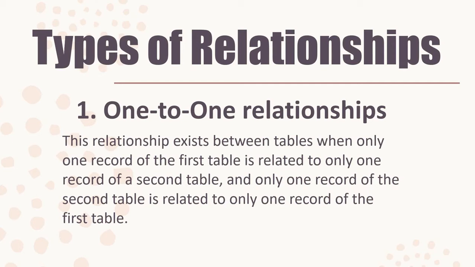Ibig sabihin daw sa Tagalog, kung isang data sa isang table ay related sa isang data sa pangalawang table at ang isang data sa pangalawang table ay related sa isang data sa unang table, ibig sabihin that is one-to-one relationship. Okay, magulo, 'di ba? Magulo. Okay. Take a look at the figure from your book. Okay. One-to-one relationship, the employees table and the salary table. Ibig sabihin meron tayong dalawang table na ginawa. Okay?